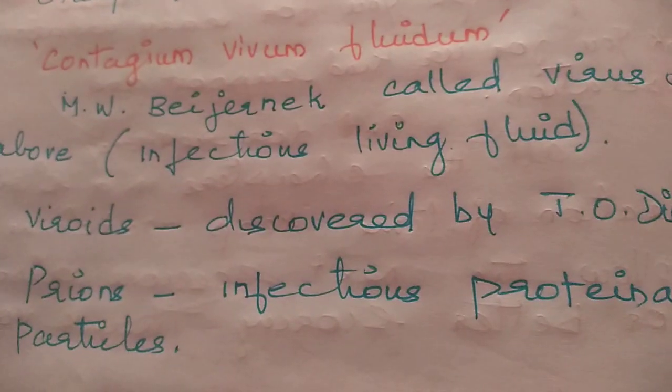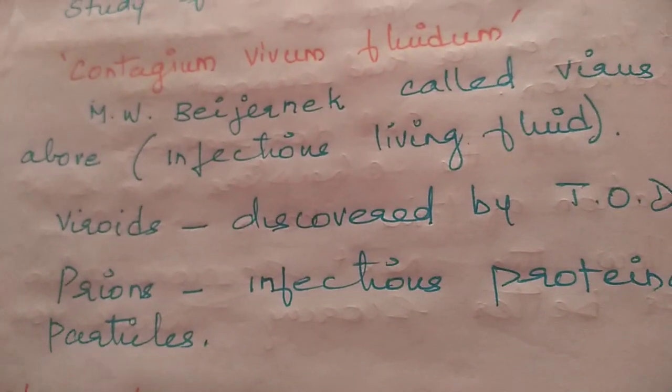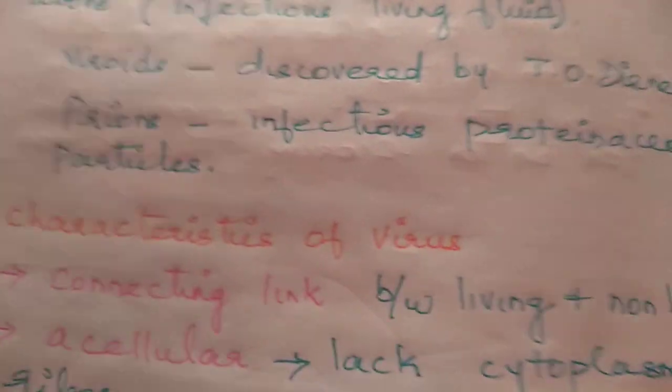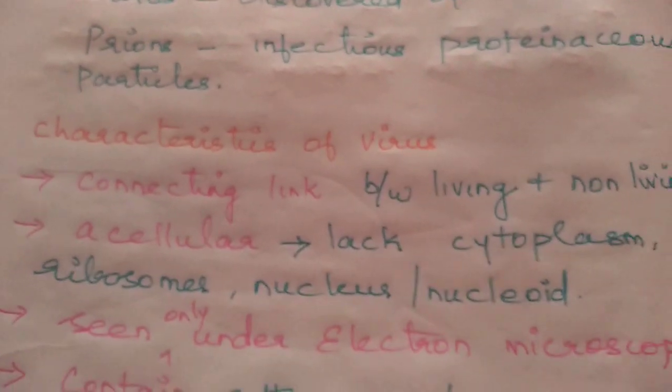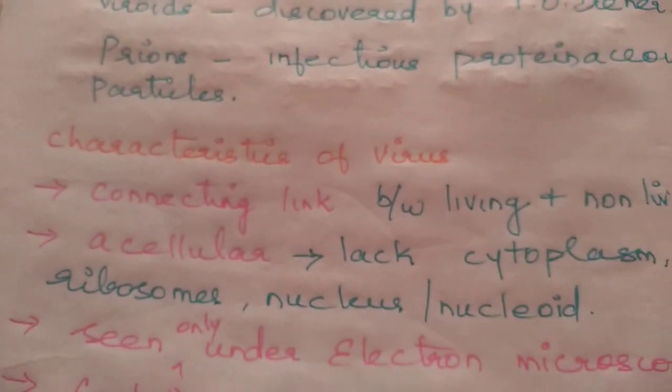And what is meant by prions? Prions are infectious proteinaceous particles. They are termed as prions. And these are some of the characteristics of virus. It is considered as the connecting link between living and non-living things, that you all know.